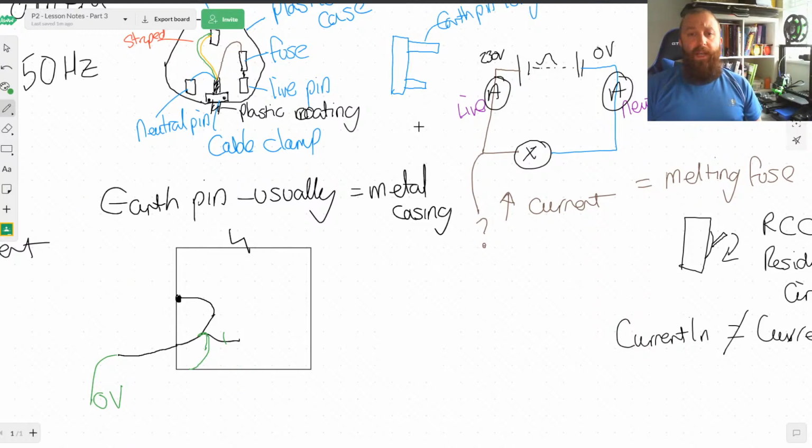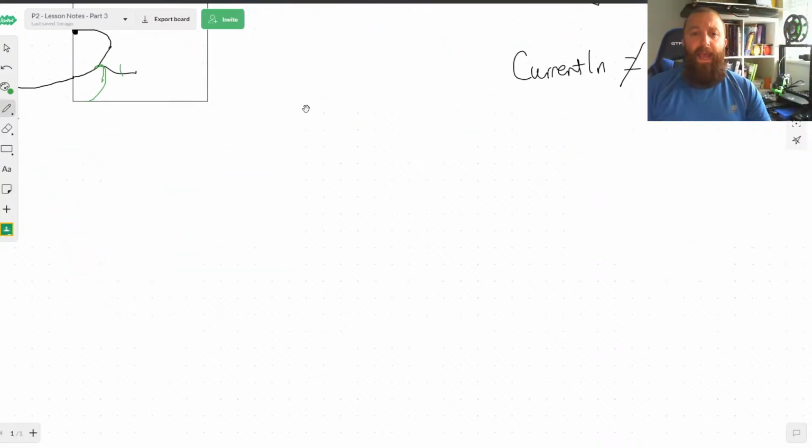There was an exam question a couple of years ago, and I'll just run through this now. Basically, it had a diagram of an electric shower and somebody working on it. The question was to explain why it's important that the electrician fitting the electric shower turned the mains electricity off before he started working on it.